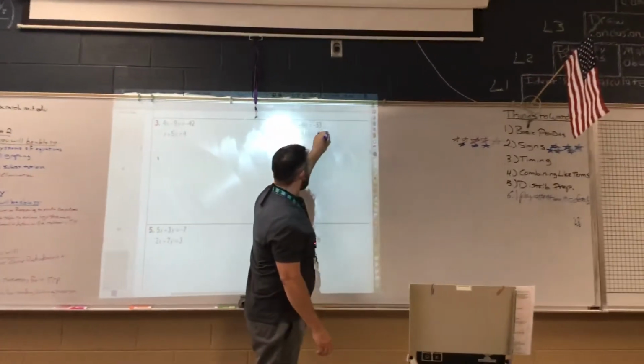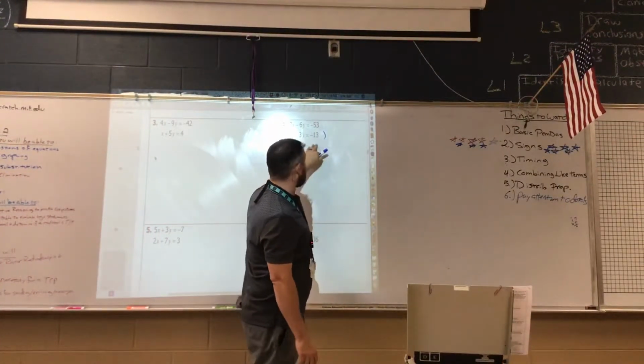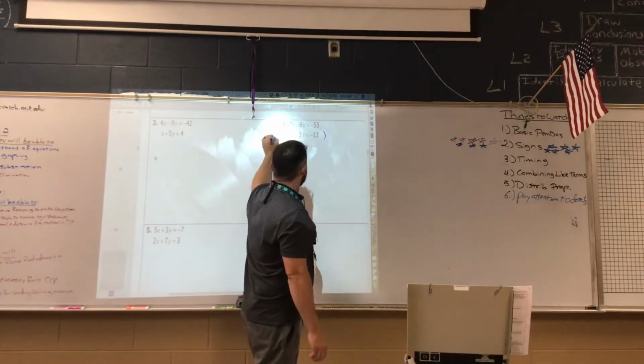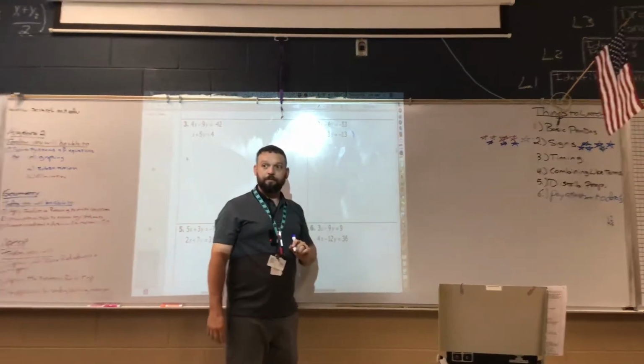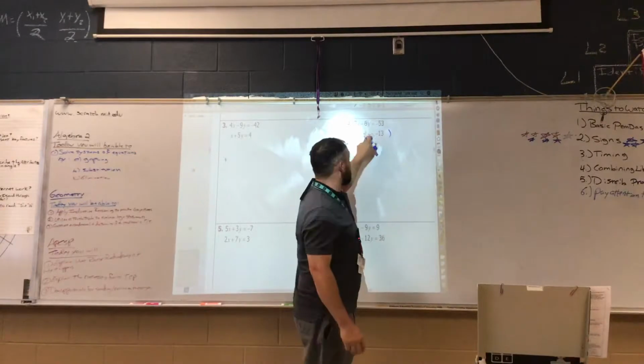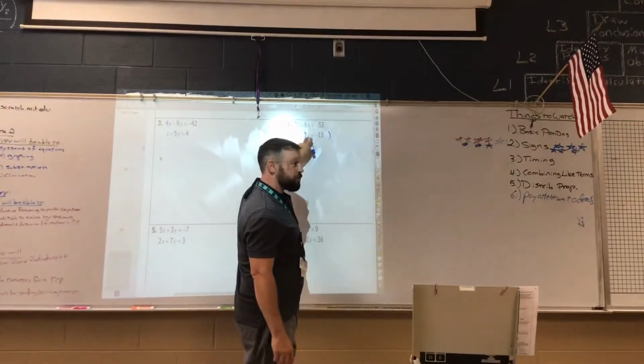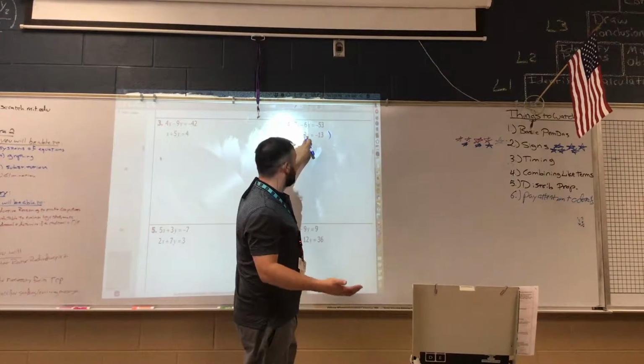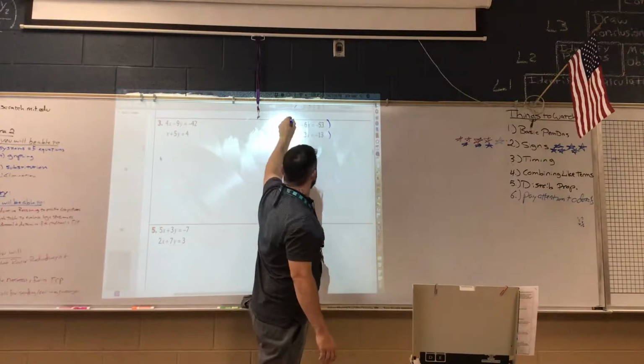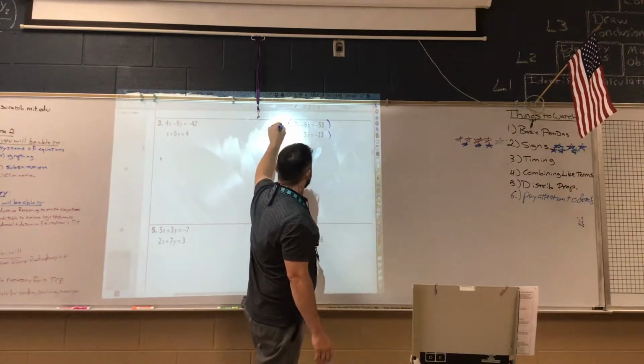So I'm going to take the bottom equation, the whole thing, and I'm going to multiply by 6. Since I'm eliminating the y's, I'm going to use the coefficients of the things I'm trying to eliminate. The top one, I'm going to multiply by 3.